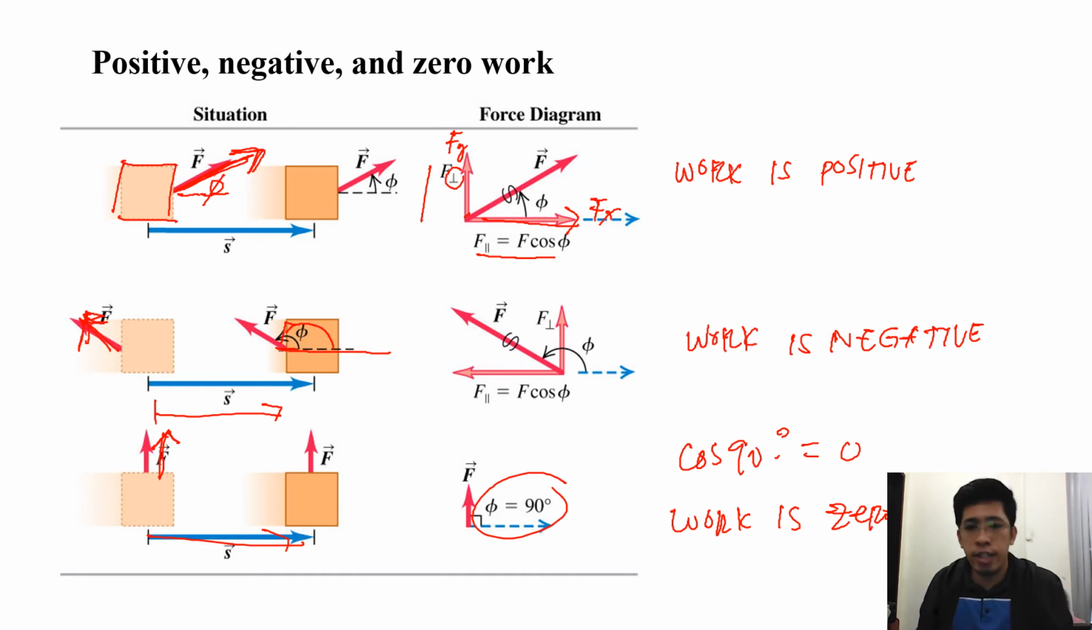So again, work can either be positive, negative, or 0. It's positive when your angle phi is greater than or equal to 0, but less than 90 degrees. Work is negative when the angle is greater than 90 degrees and less than or equal to 180 degrees, and work is 0 when your angle is at 90 degrees, or your force and your displacement are perpendicular to each other.